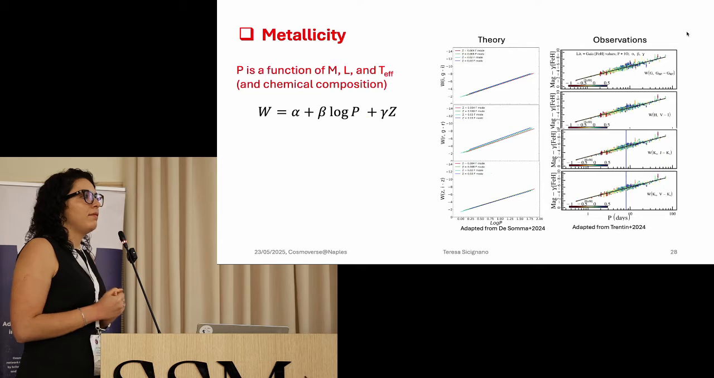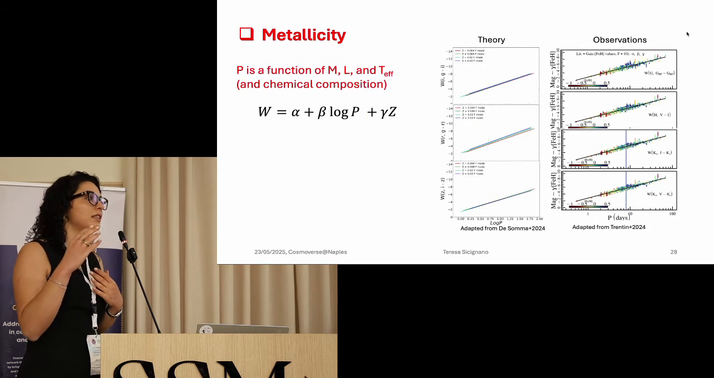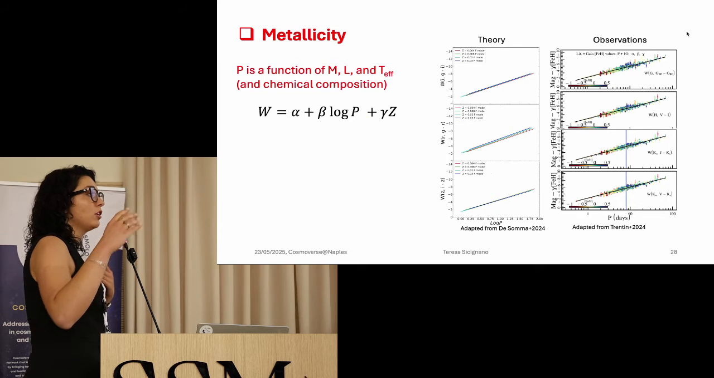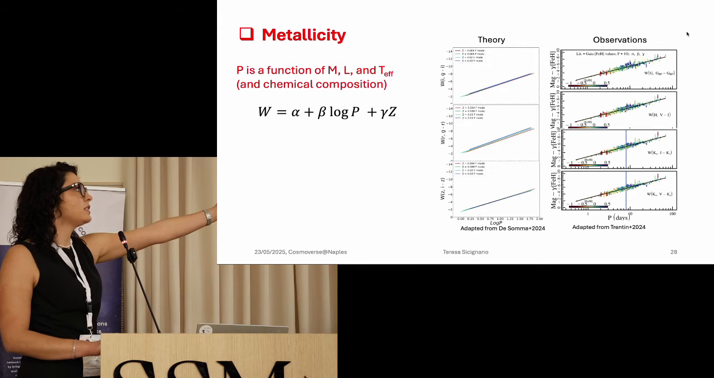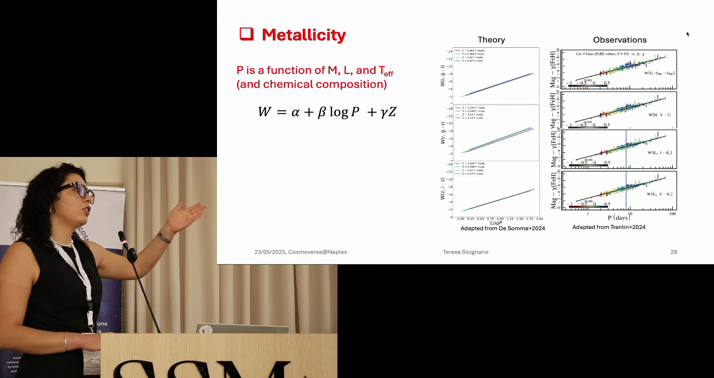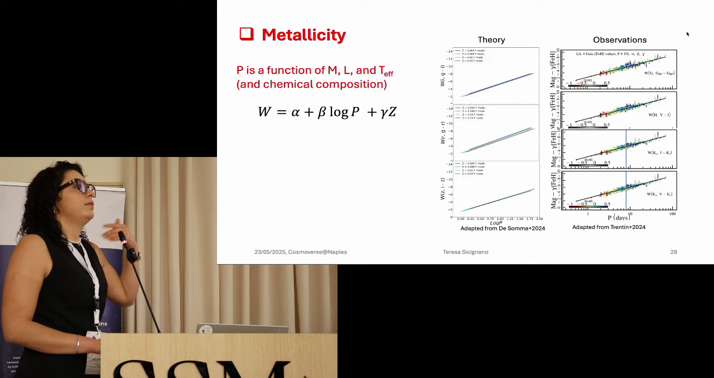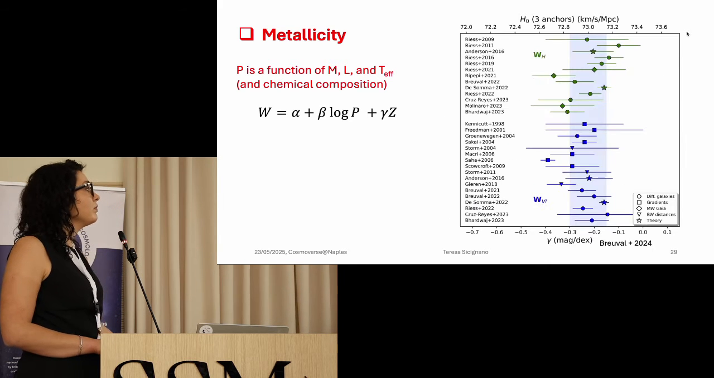Because for a given mass with a different chemical composition, the star will enter the instability strip at a different luminosity. This means a different period. So theory predicts this, and observation also confirms this, since stars with a different color mean different metallicity. And we can see that this also gives a scatter to the relation.